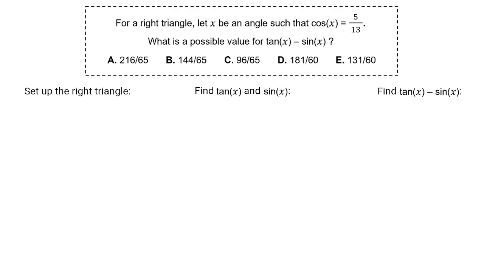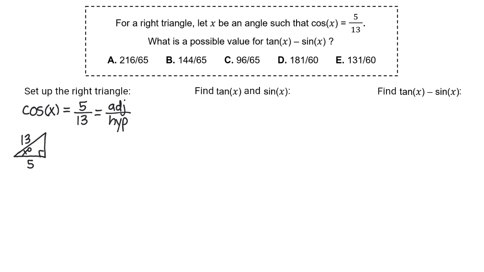So to solve this ACT math problem, we're going to do it in 3 steps. So let's go ahead and set up this right triangle. So the first thing they say is that the cosine of x is equal to 5/13, which we know is adjacent over hypotenuse. So I'm going to create a right triangle where the adjacent over hypotenuse is 5/13. So the adjacent side is 5, the hypotenuse is 13.